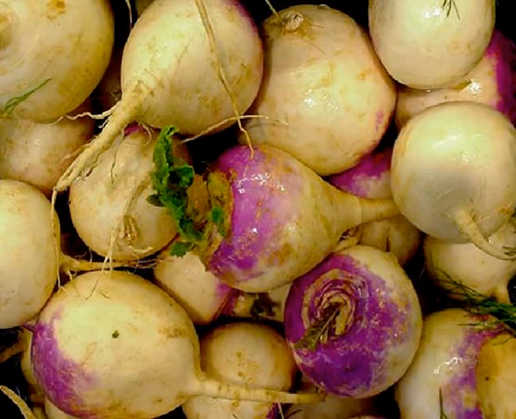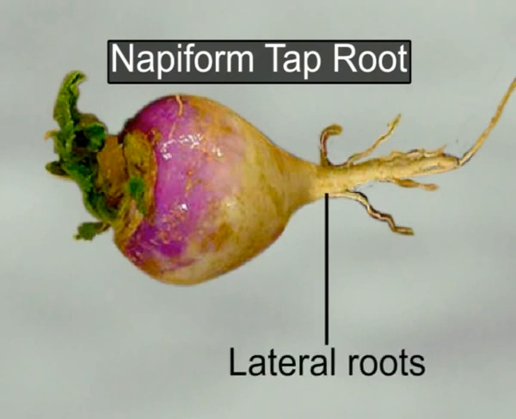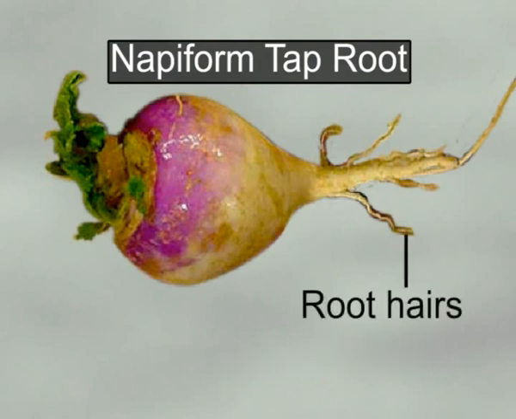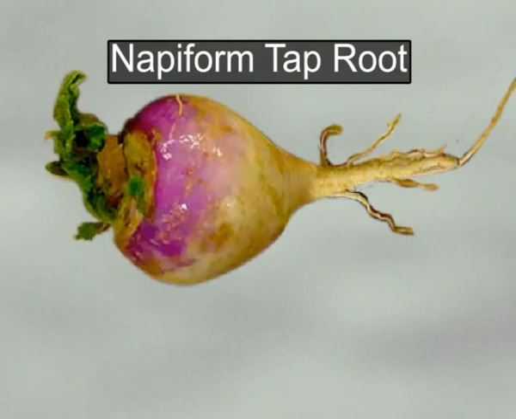Next is a more stout shape. This is known as napiform. Napiform tap root. The root stores more food in the middle part. Finer lateral roots appear from the apical part and they further bear root hairs. As is clear here, the root is nearly globular or spherical in shape at the upper end, but it suddenly tapers abruptly at the posterior end, giving it a top-shaped appearance.